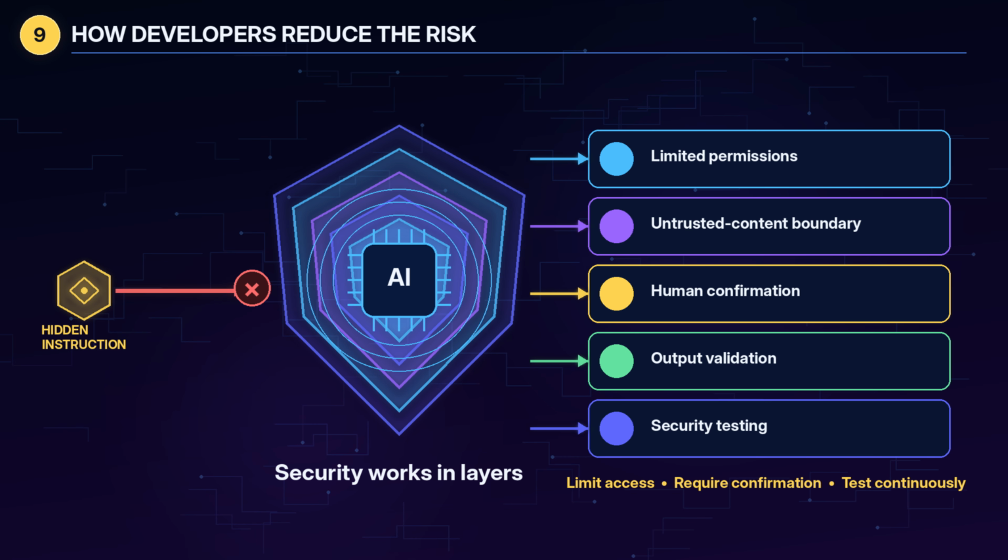Prompt injection is not something developers solve with one perfect filter. Good defenses use layers. First, limit what the AI can access. An assistant should only receive the permissions it actually needs. Second, treat websites, emails, and documents as potentially untrusted information. Third, require human confirmation before important actions. Sending a message, sharing private information, deleting a file, making a purchase. Fourth, check the AI's output before another system acts on it. And finally, test the system repeatedly with defensive security research. The goal is not to assume the AI will never make a mistake. The goal is to design the surrounding system so one mistake cannot do too much.